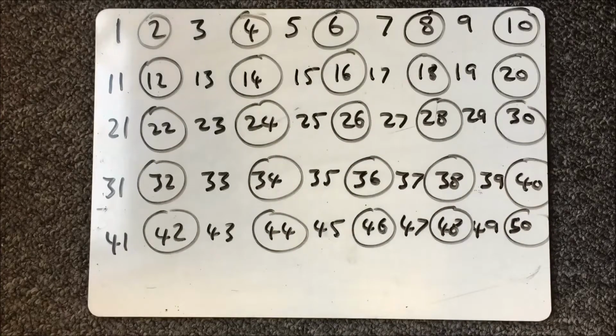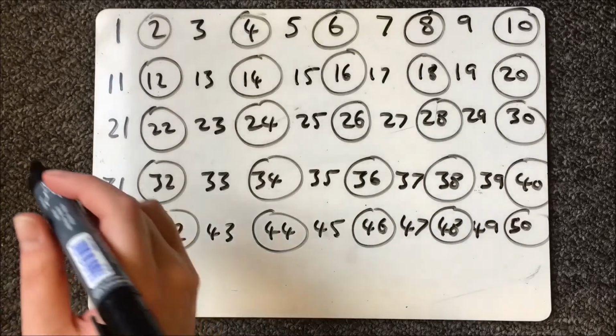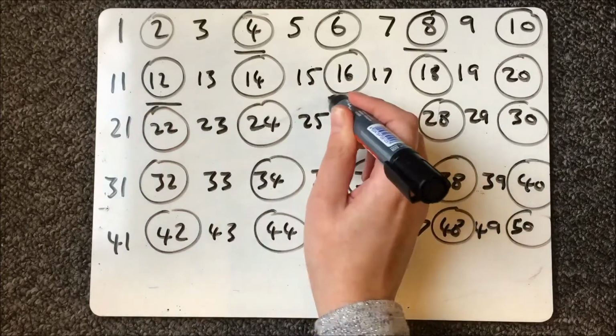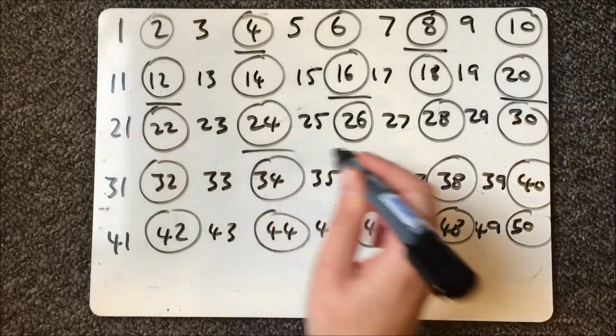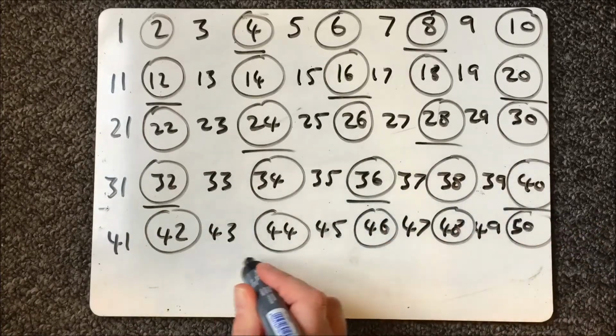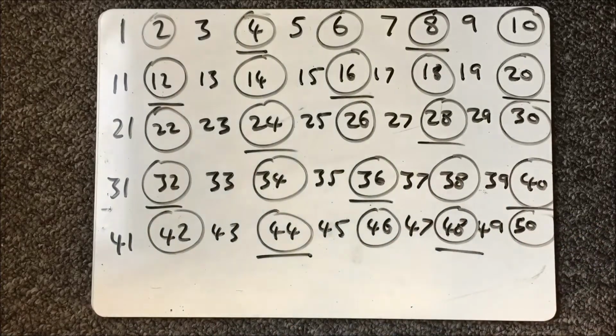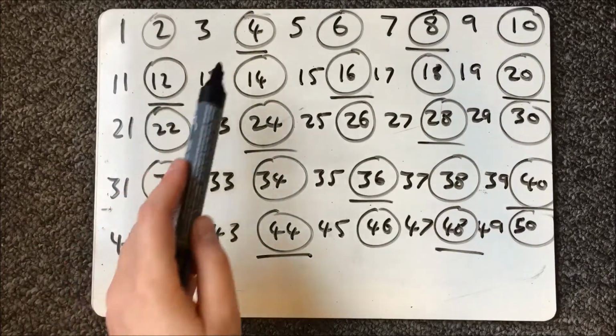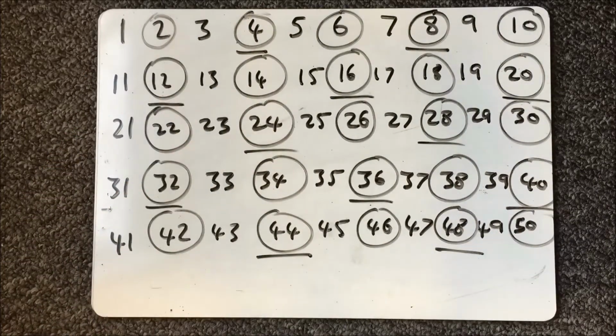Let's now count in 4s to see if there's a pattern and see if there are any multiples in common. Off we go. Ready? 4, 8, 12, 16, 20, 24, 28, 32, 36, 40, 44, 48. So multiples of 2 are in circles, multiples of 4 are underlined. Can you see anything in common which is the same? Which ones are the same?